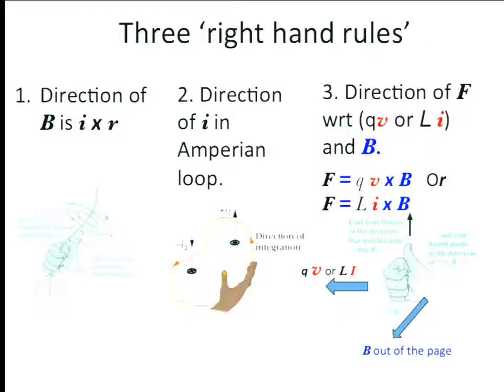You use one right-hand rule to find the direction of the field around a wire. You need another right-hand rule to find which way currents go through an Amperian loop. And there's a third right-hand rule for which way the force is if you have a current and a field. So there are 3 right-hand rules. If you follow my notes, you'll sort of be led through it.